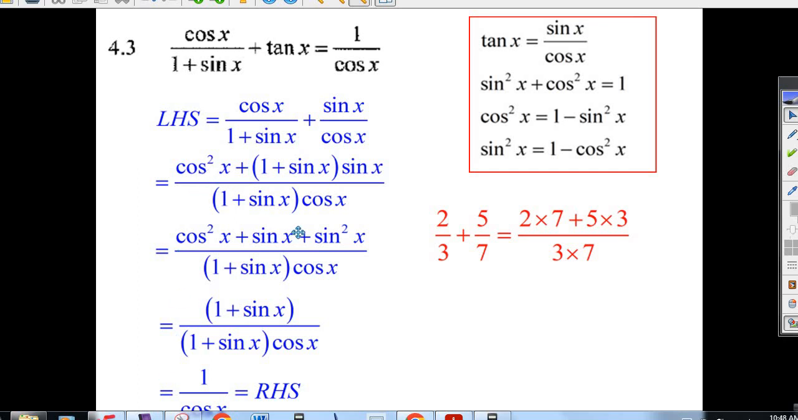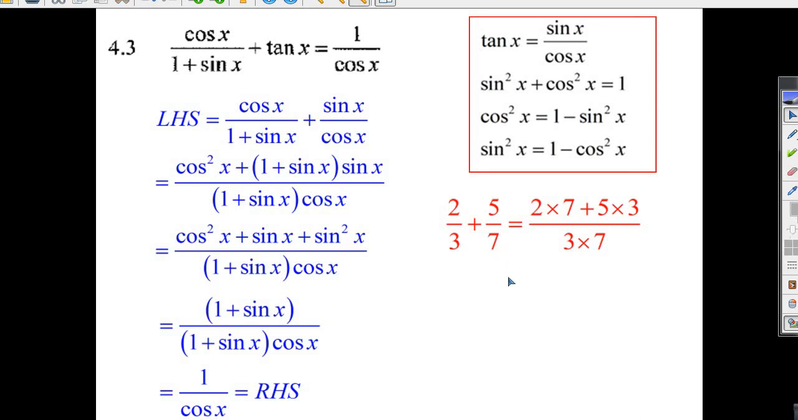Okay, let's look at the last two questions for trig identities, and let's just get started. We start with the left-hand side, and tan x is really sine x over cos x. So that's all I did, and they give you a mark for that. But now we're going to combine a fraction just the way we combine numbers, exactly the same way.